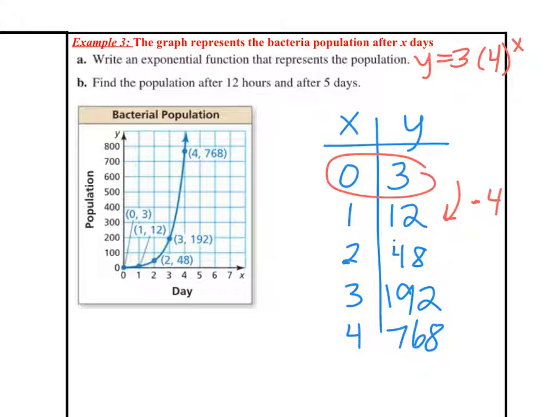Yeah, Jackson? How come you're not using like the f of x then? When do you use that? You can use it if you want. So another way to write this would be like that. Instead of putting y, you'd put f of x. It means the same thing. You're just saying the output equals 3 times 4 to the x. So same exact equation.